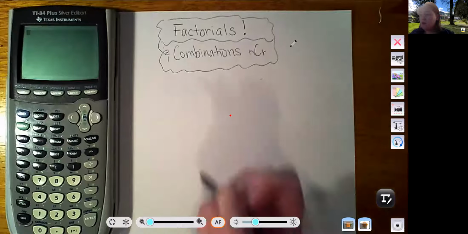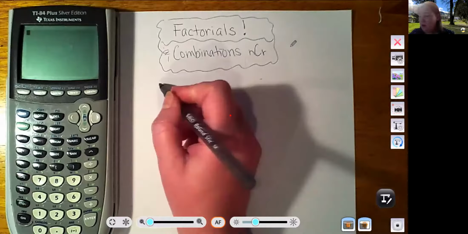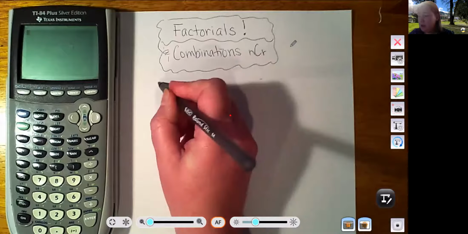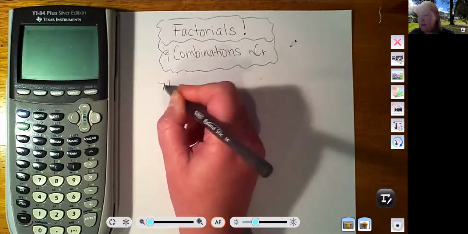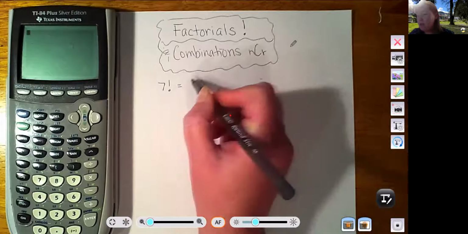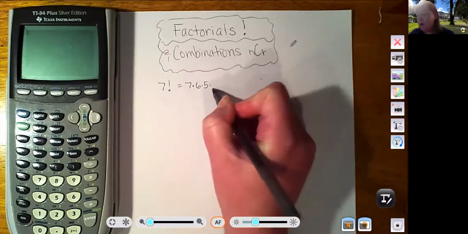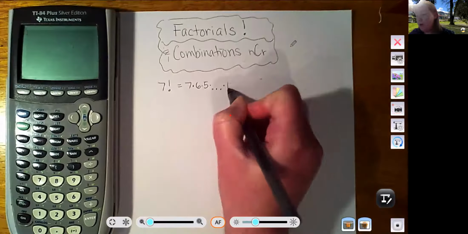Hello, I wanted to discuss how to deal with factorials and combinations on the TI-84 or TI-83 graphing calculators. A factorial is represented with the notation of an exclamation point. What it means if you say 7 factorial is you're going to do 7 times 6 times 5 all the way down until you multiply by 1.